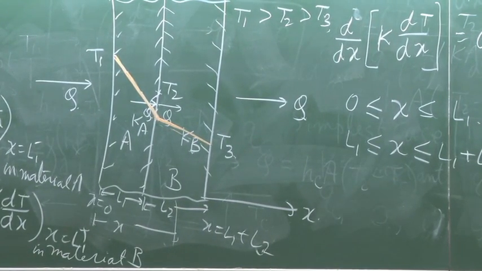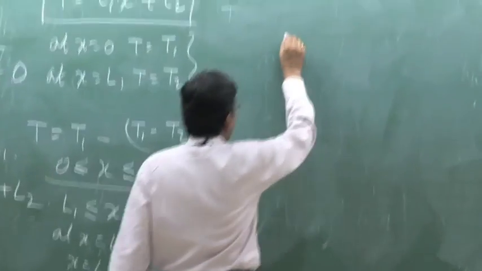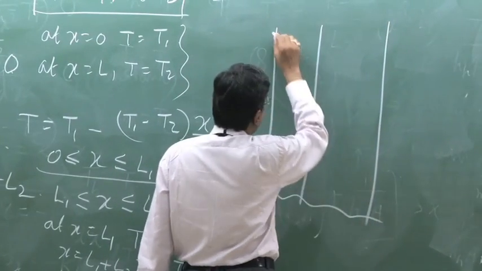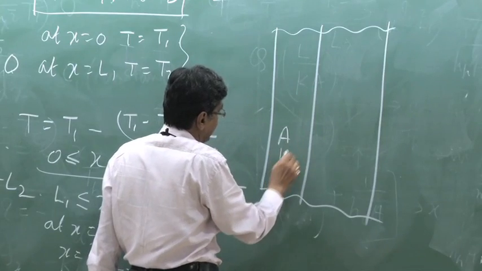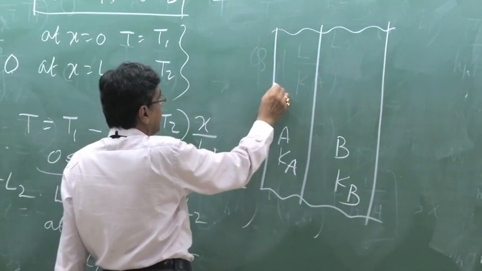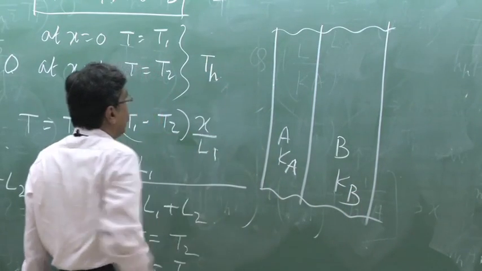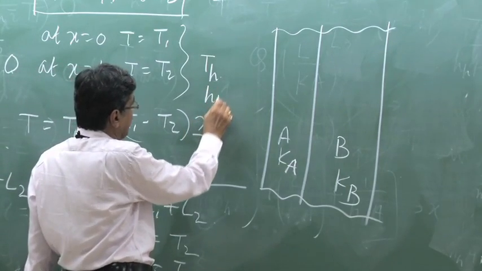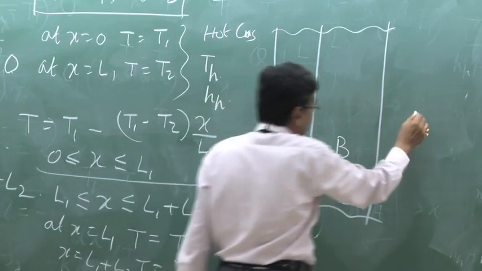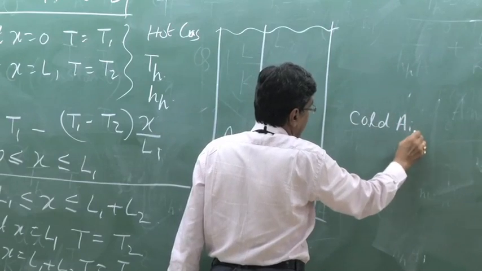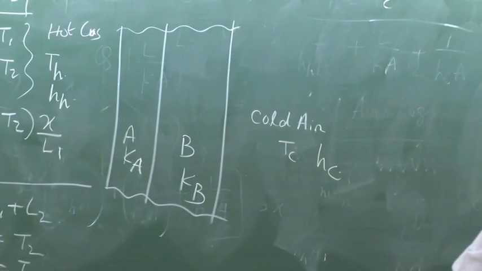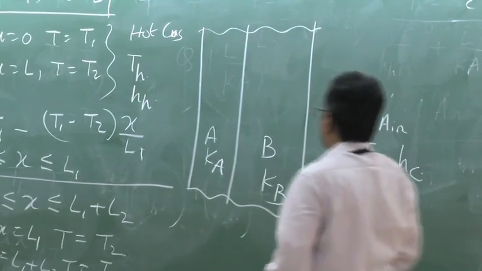being proposed with wall A with Ka, wall B with Kb, and if the problem is proposed with hot gas temperature TH and the heat transfer coefficient in the hot gas HH, and here also cold air with Tc and with the heat transfer coefficient Hc, then our temperature profile can be shown like this.